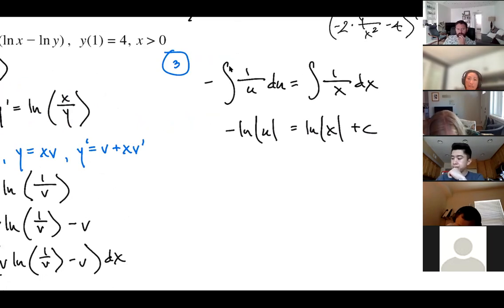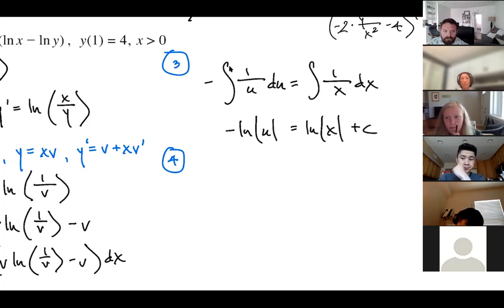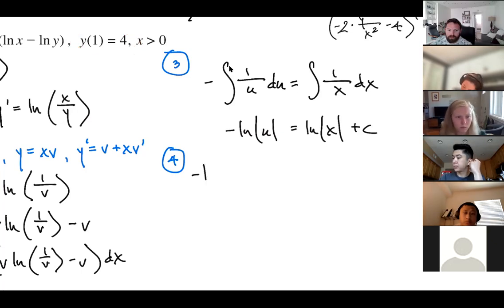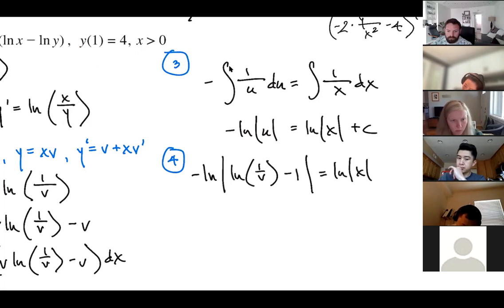Believe it or not, that's basically our calculus step right there, for better or for worse. And then we just have to substitute everything back in. We want our final answer to have x's. We want our final answer to have y's, so that we can use the xy initial condition. Okay. So we get negative natural log of, gosh, our u was so long, natural log of 1 over v minus 1 equals natural log of x plus c.